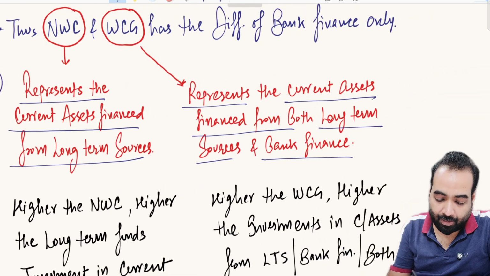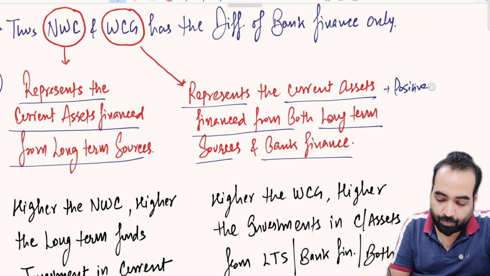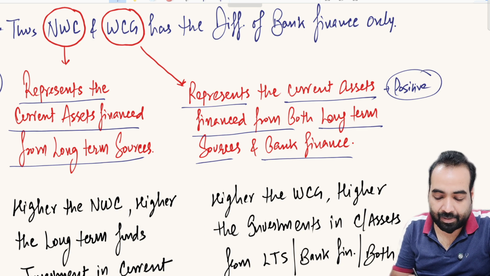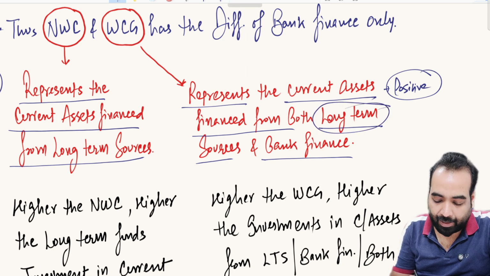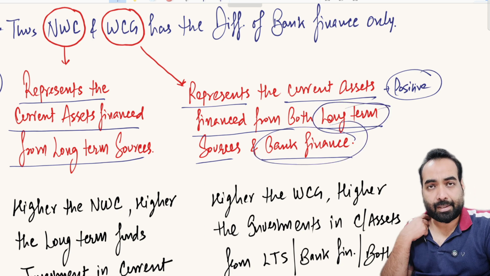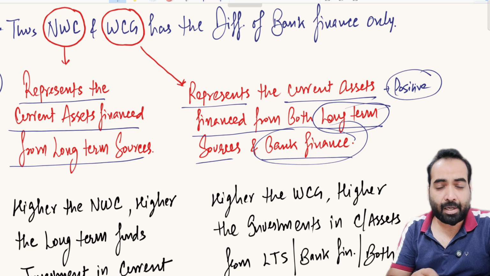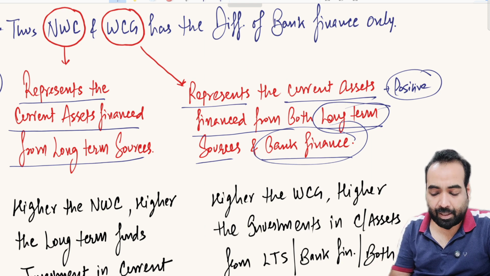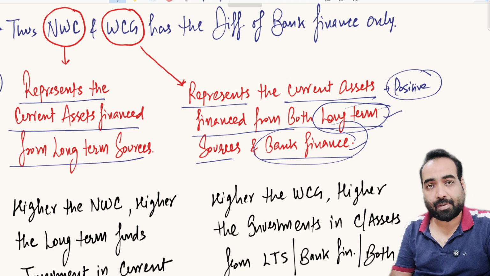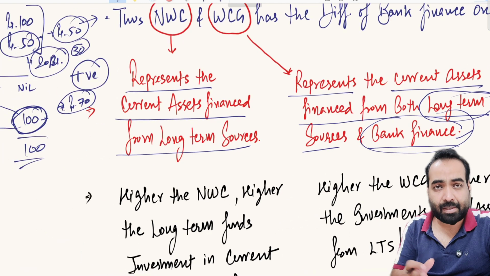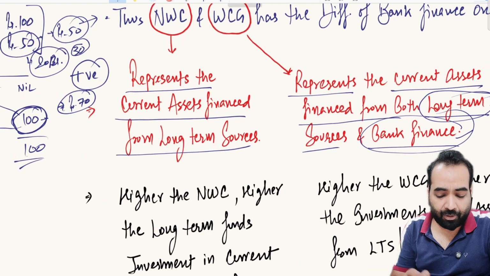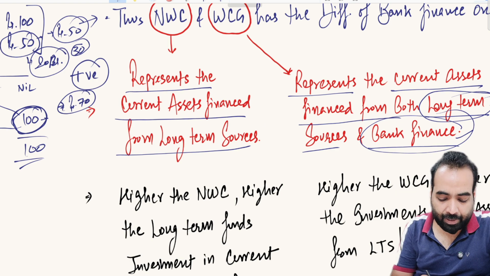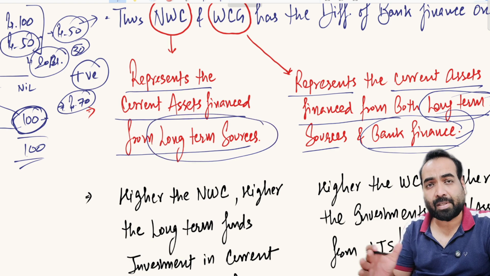So here the positive WCG represents the current assets financed from both long-term and bank finance sources, right? So it is a kind of bigger term. WCG is a bigger term since the difference includes both long-term and bank finance sources. But NWC is a smaller term in terms of value because it only represents the long-term sources of finance.